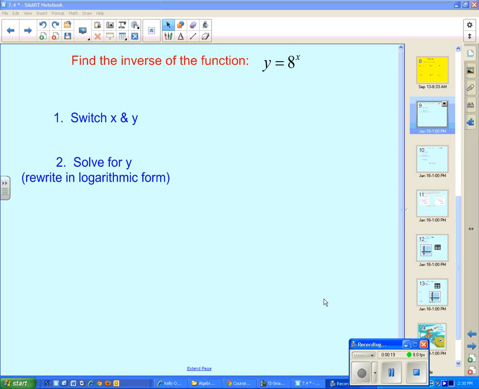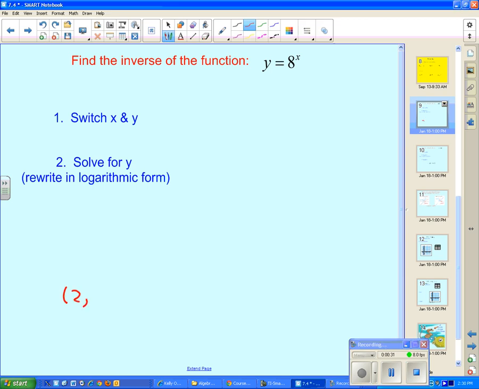Okay, so for inverses, the idea behind an inverse, both algebraically and graphically, is that x and y are switched. So if you have one graph with, for example, the point 2, 4, my inverse graph should have the point 4, 2. All right? So to do that, we only have to switch x and y. So let's do that in our equation here. I'm going to write x equals 8 to the y.